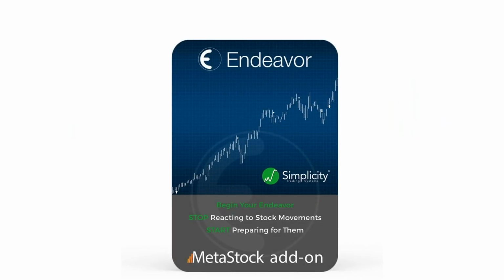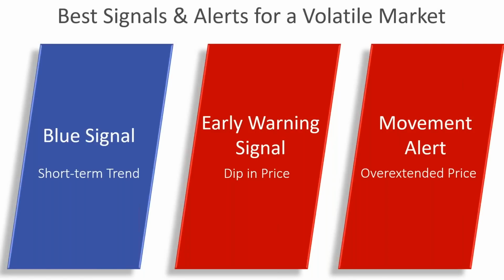Okay, now that I think you understand what Endeavor can do, let's talk about the best signals and alerts for a volatile market. The blue signal, the early warning signal, and the movement alert.